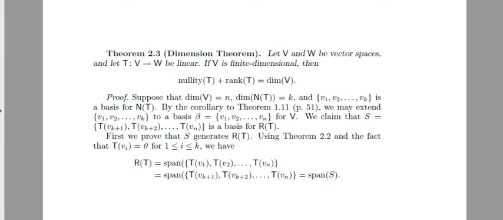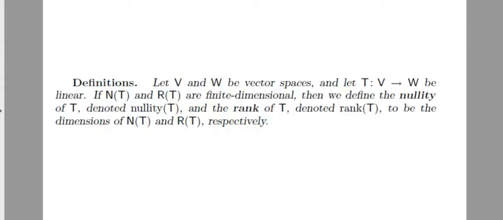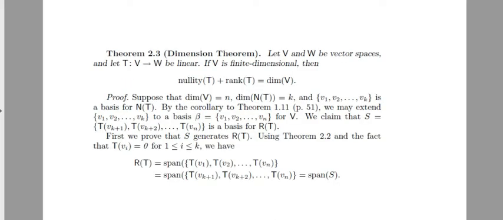Now we come to dimension theorem. Let V and W be vector spaces and let T from V to W be a linear map. If V is finite dimensional, then nullity of T plus rank of T is equal to dimension of V. Now suppose that dimension of V is equal to n and dimension of null space of T is equal to k. So let {v1, v2, ..., vk} be the basis of null space of T. Now we can extend this basis to the basis of V. So we extend v1 to vk to a basis beta = {v1, ..., vn} for V.